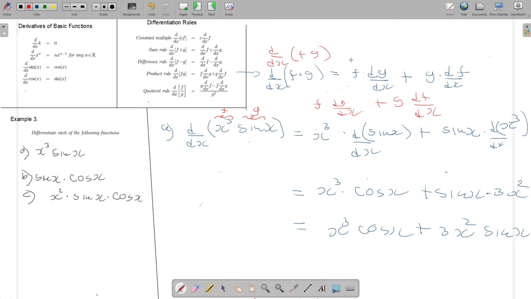One thing I can do is use the commutative law of addition and change this order. So I'll get g times df by dx and f times dg by dx. Also I can change the positions of df and g using the commutative law on the product here. This is a product, so I can write this first, and it won't change. It's the same result.